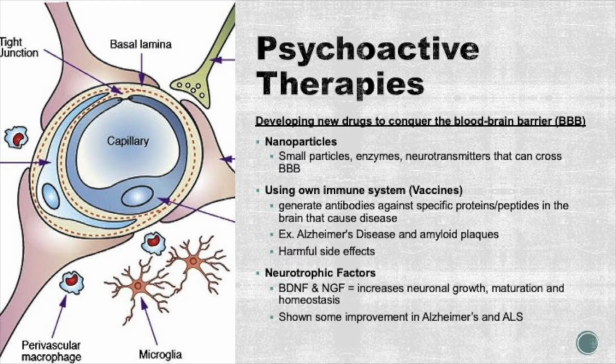Additionally, scientists have developed approaches using our own immune system, so developing vaccines, which generate antibodies against specific proteins or peptides that cause disease. An example of this is the amyloid plaques that are associated with Alzheimer's disease. So injecting a vaccine that has these amyloid plaques then generates antibodies against the plaques that signal to the microglia in the brain to attack and get rid of these amyloid plaques all throughout the brain.